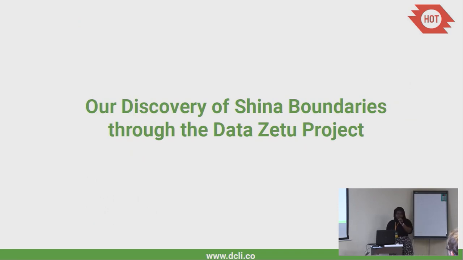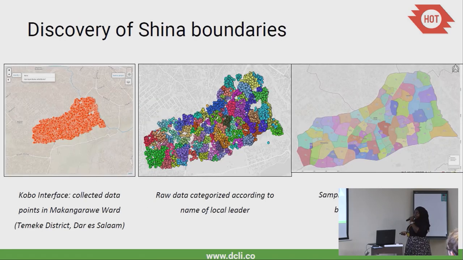After we had done all the data collection, which was about accessibility to healthcare facilities, we came to the office and started cleaning the data, doing the categorization and making the final output. This is what we discovered. This is how our data looked in the KoBo toolbox after we collected it. This is one of the wards in Dar es Salaam. Once we categorized the data based on the name of the local leader, we found patterns showing groups of people who all said, this is my local leader.